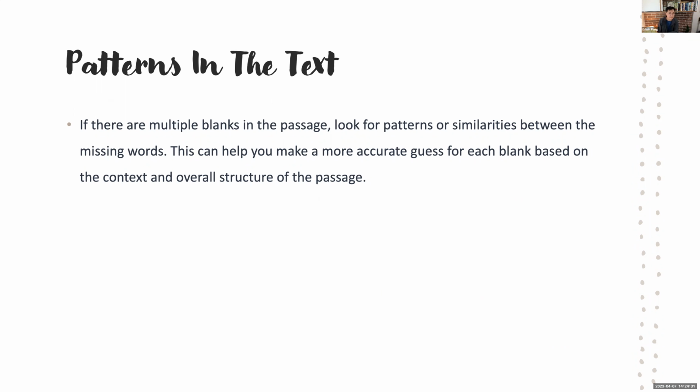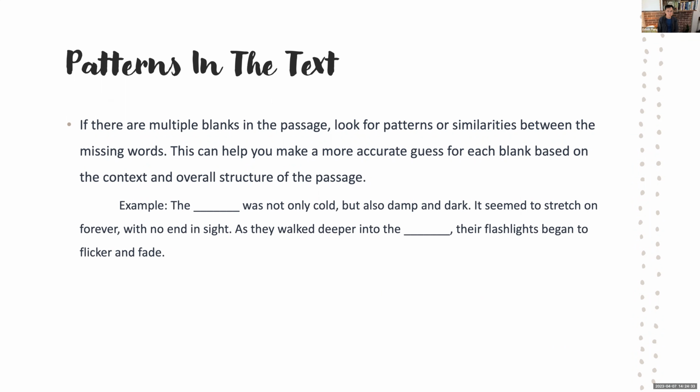So let me give you an example of patterns in the text. For example, right, look at this. It was not, the what was not only cold, but also dark and damp. It seemed to stretch on forever with no end in sight. As they walked deeper into the what, their flashlight began to flicker and fade. Okay, so the clues are this. Something is cold, something is long, something is damp, and something is dark. So what is cold, damp, long, dark, and you can walk in it? What is it? Asher?